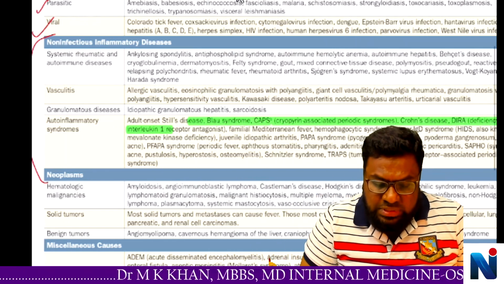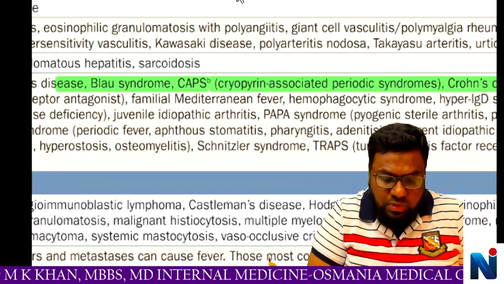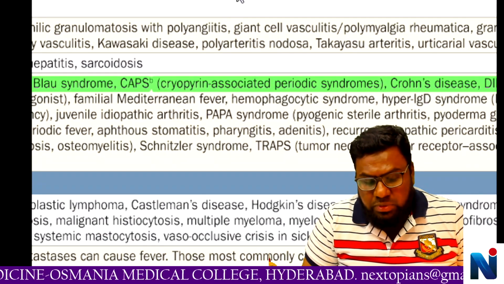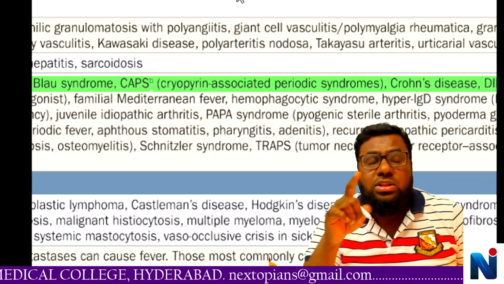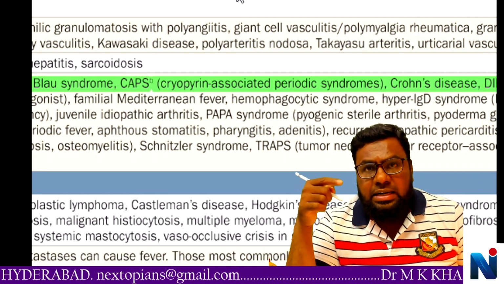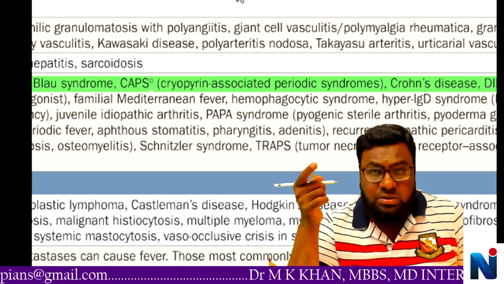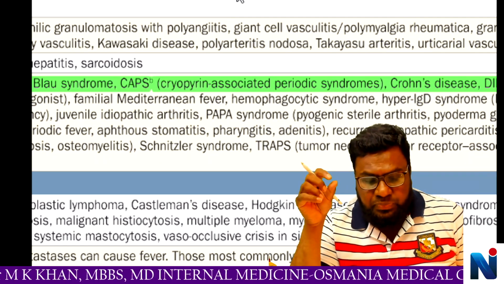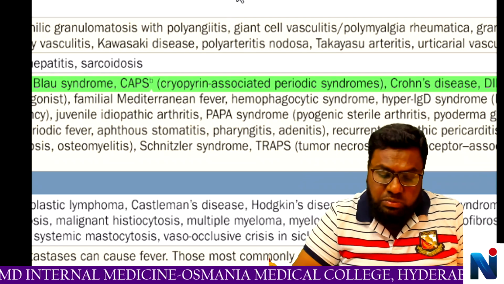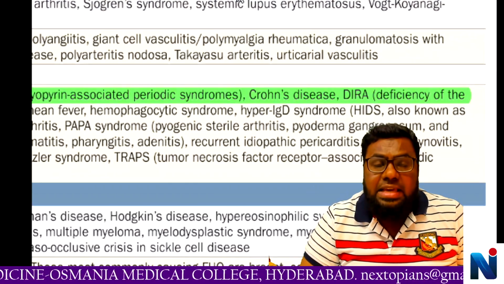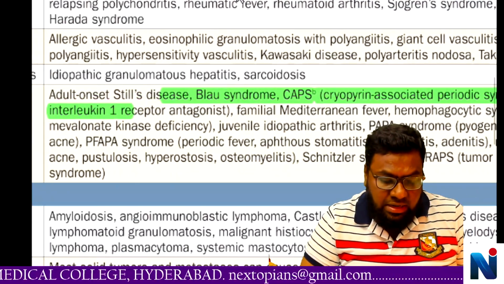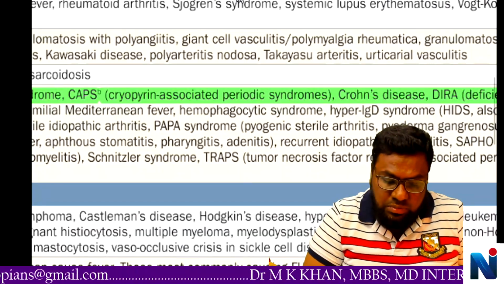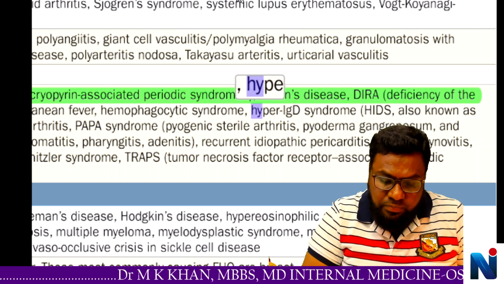What is CAPS? Cryopyrin associated periodic syndrome. Cryopyrin. Remember, in the pathophysiology of fever, in another class I'll teach you what is the pathophysiology of fever. In that, please remember the most important interleukin nowadays that we are talking about is cryopyrin. Cryopyrin associated periodic syndromes, then Crohn's disease, then DIRA, that is deficiency of interleukin 1 receptor antagonist, DIRA syndrome, then HIDS syndrome.